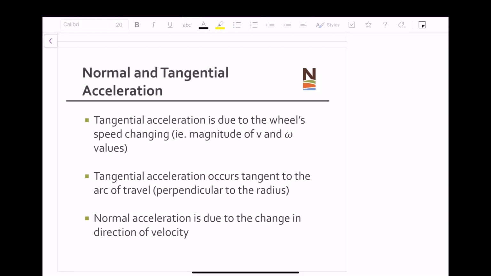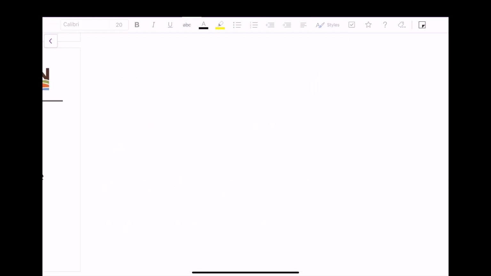Tangential acceleration occurs tangent to the arc of travel, perpendicular to the radius. So this is very similar to the tangential velocity. Whereas normal acceleration is due to the change in direction of velocity, and it occurs along the radius arm. I'm going to draw some figures here to help explain the two components of acceleration.